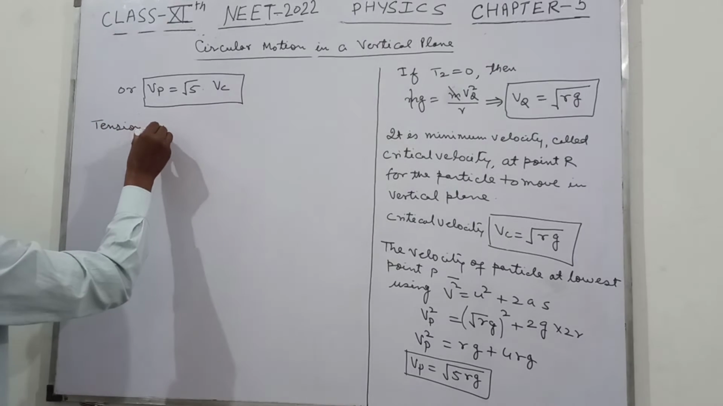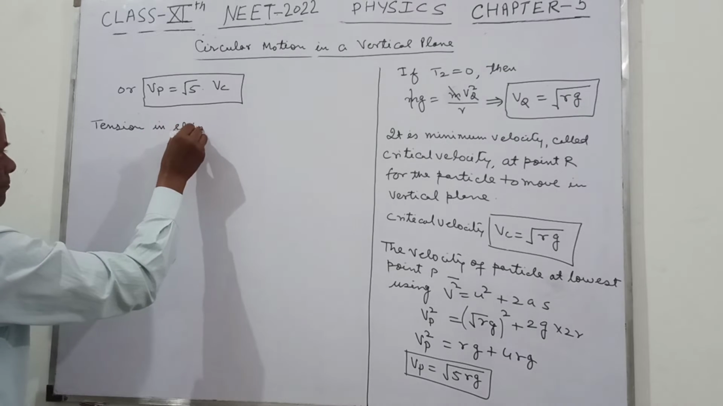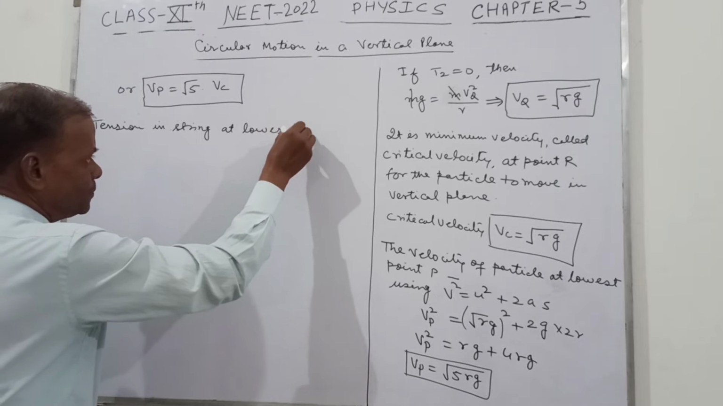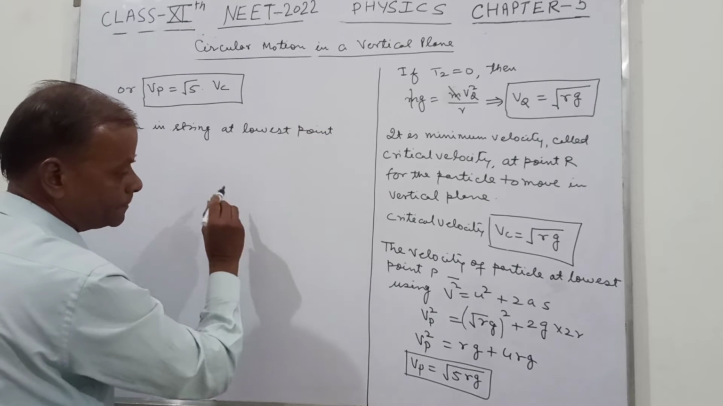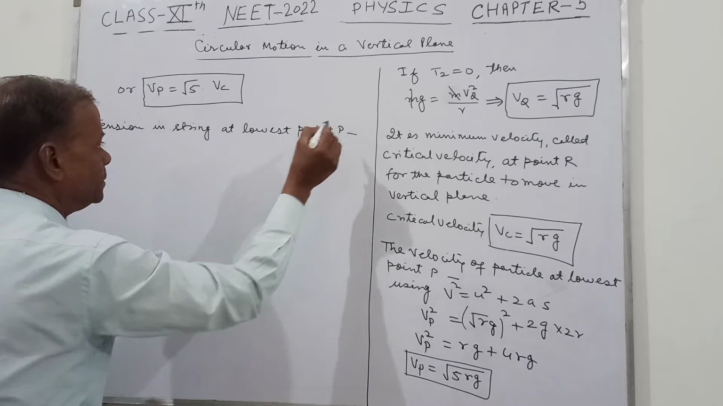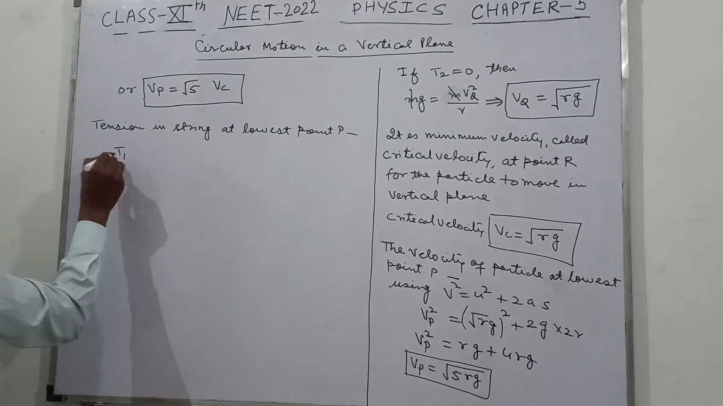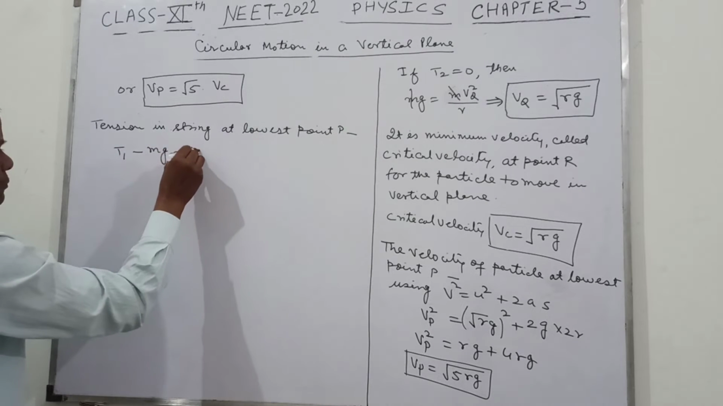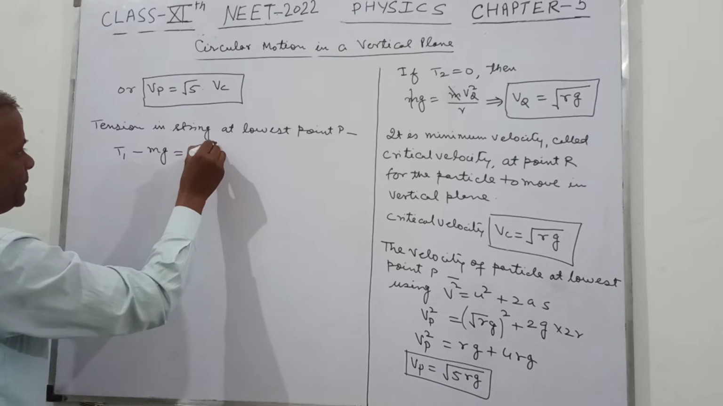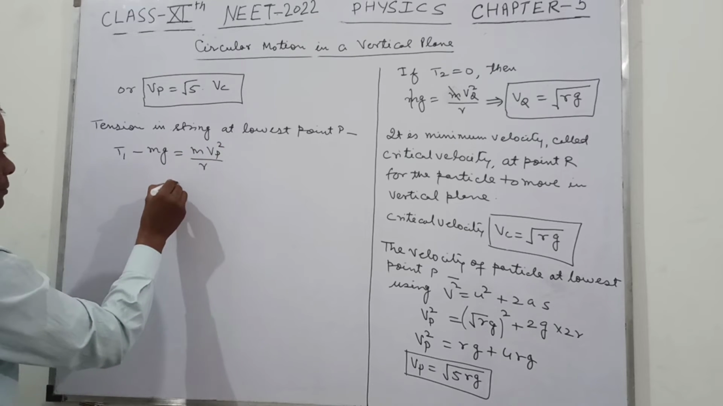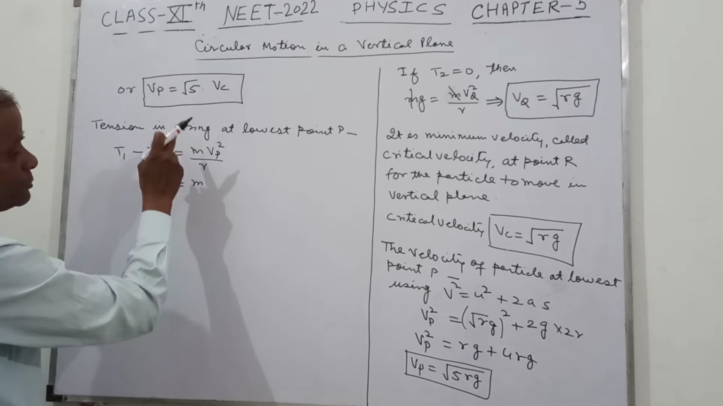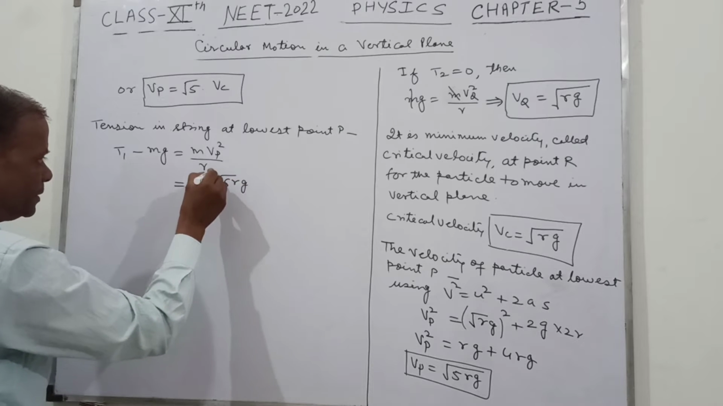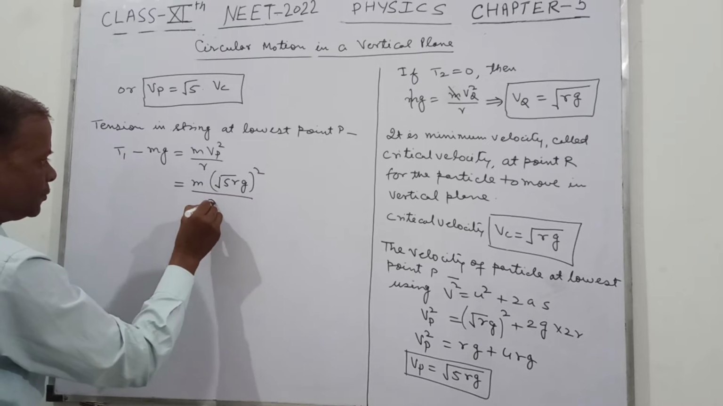Tension in string at lowest point P. What we have is T1 minus mg is equal to m Vp square upon R. So this is now your m Vp is equal to square root of 5RG. Square root of 5R, this is now so much, square upon R.